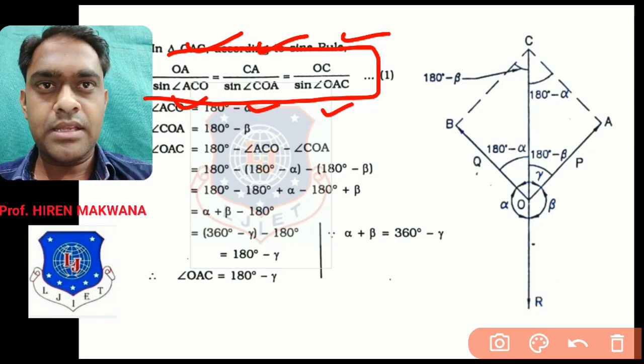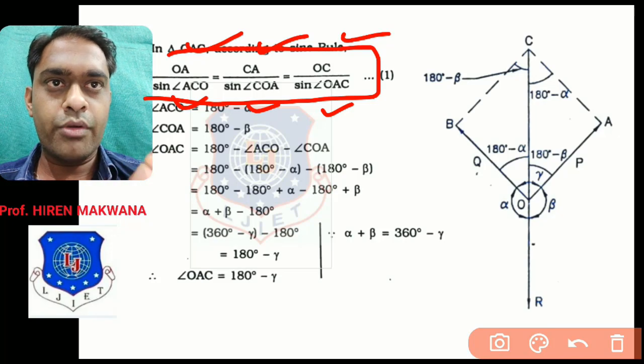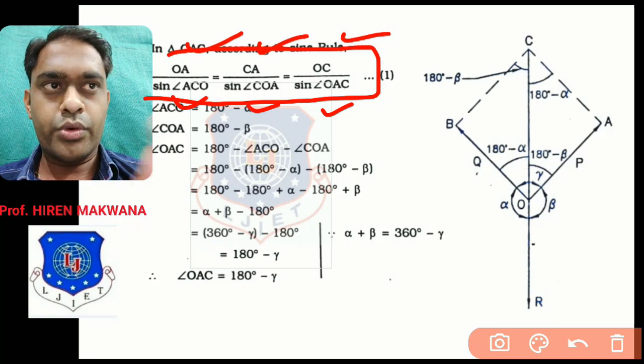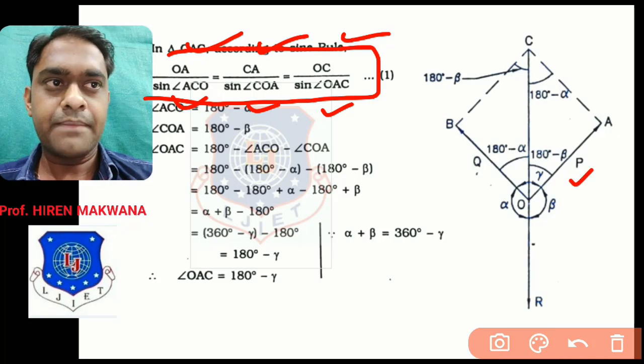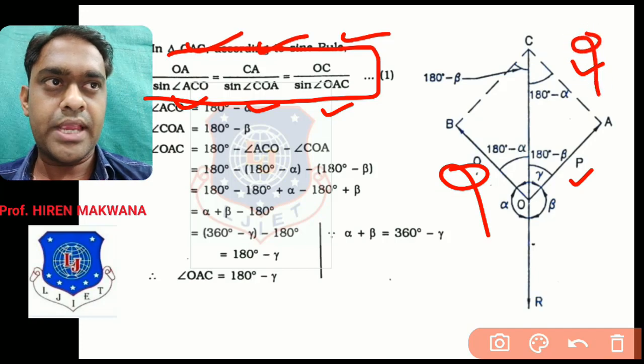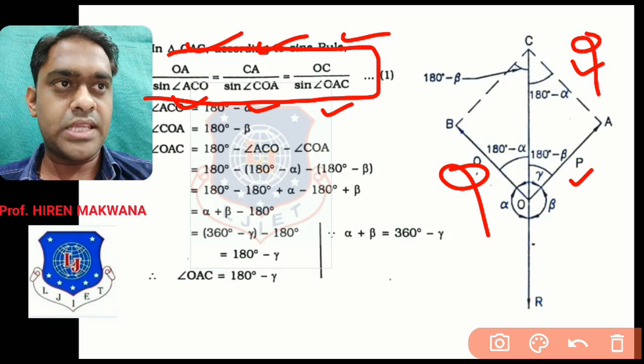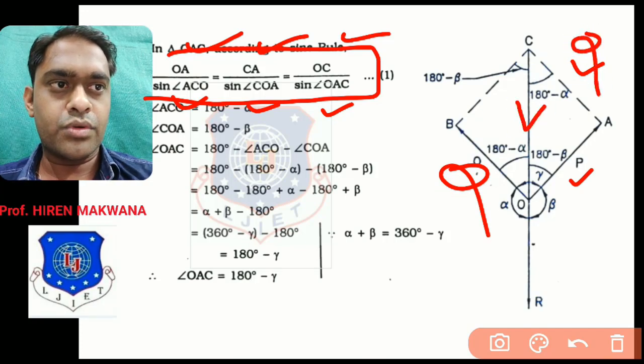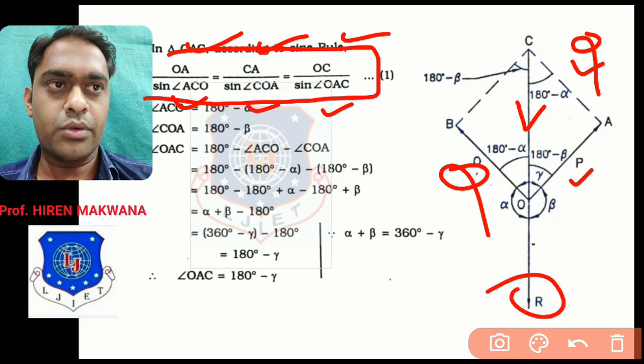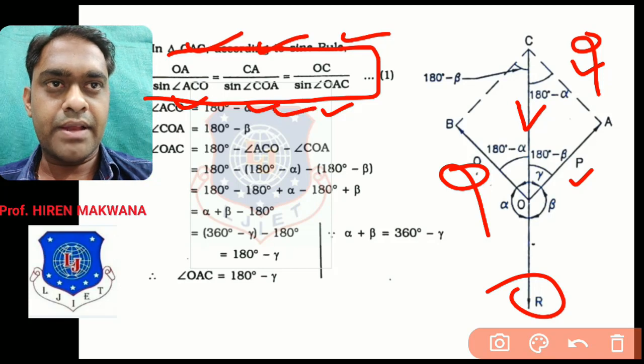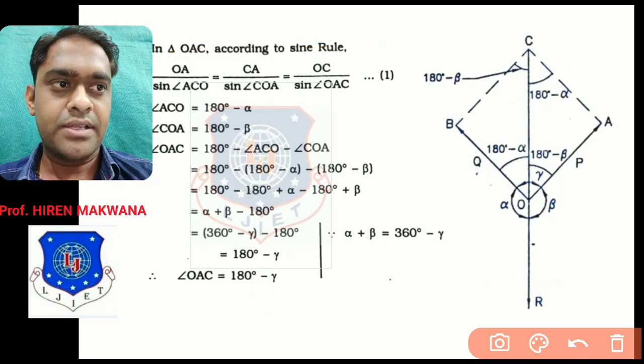What are the three sides? I already have explained to you. OA means P, CA means this, that is Q. What is OC? OC means this force, that is R going down. And what are the three angles? 180 minus alpha, 180 minus beta, 180 minus gamma.